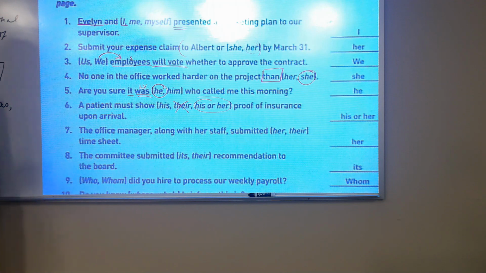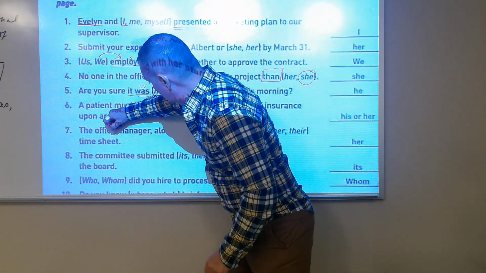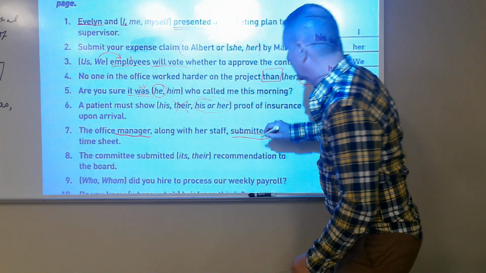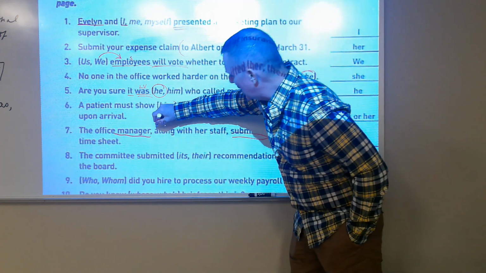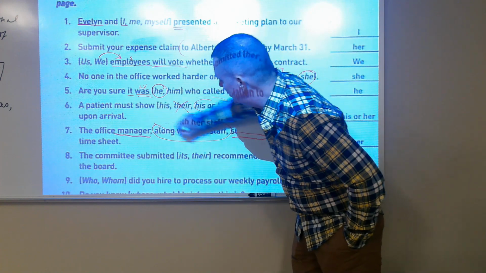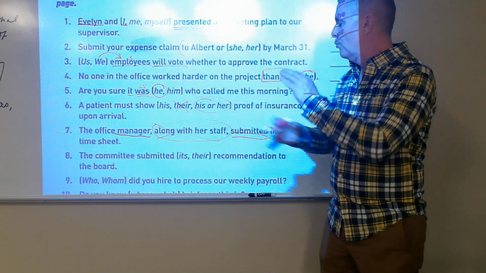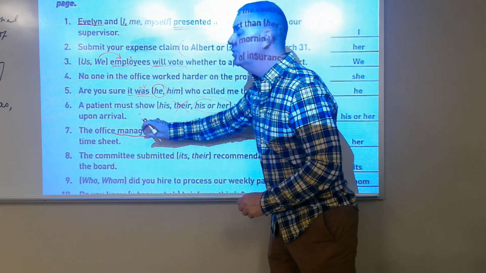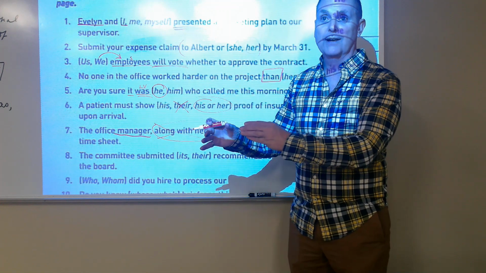The office manager, along with her staff, submitted her or their timesheet. Okay, this is going to be a fun one. Manager is your subject. Submitted is your verb. Sorry for the squiggly marks here. But the words along with her staff, disregard. If it says together with, along with, or a group of other words that are parenthetically inserted, that's offset by commas, don't even consider what it says in that parenthetical expression, okay?